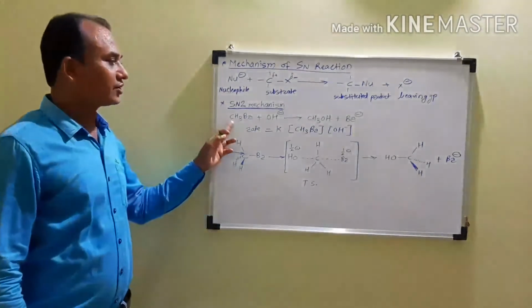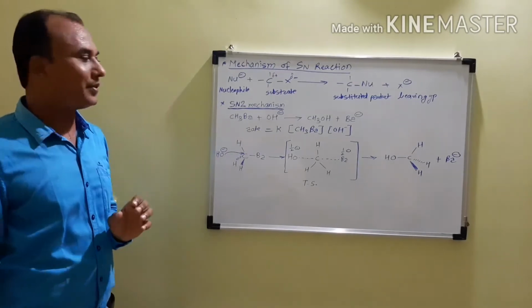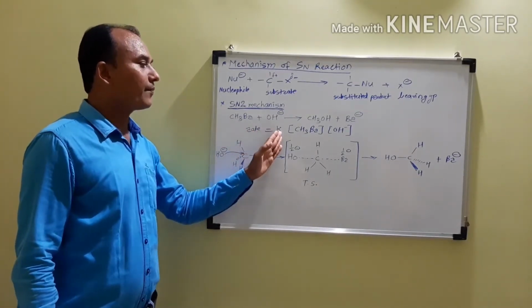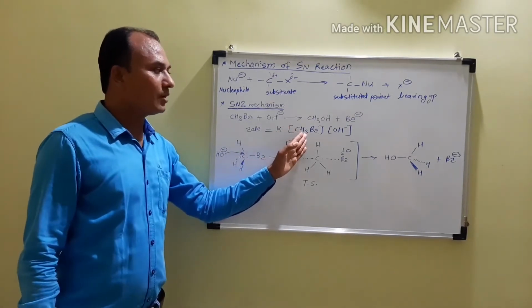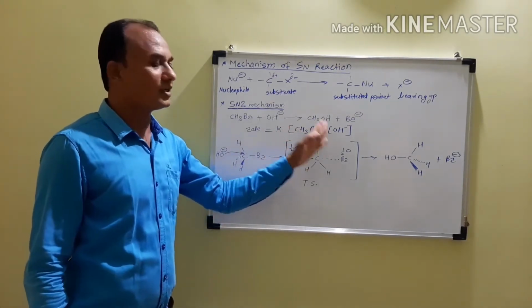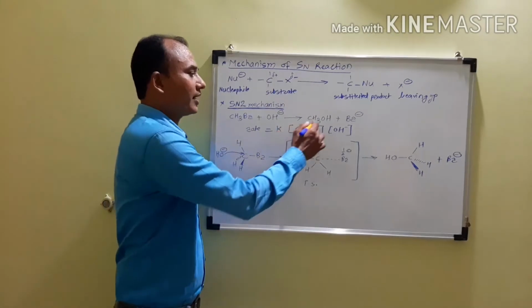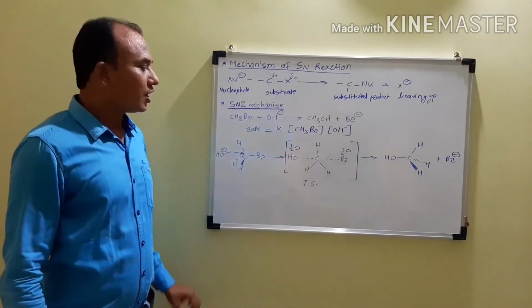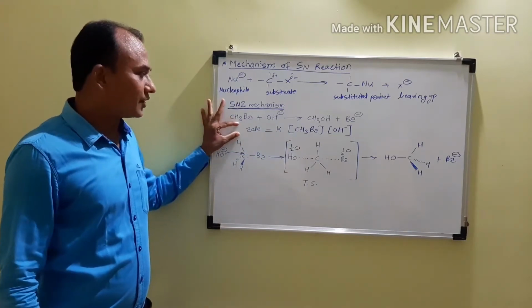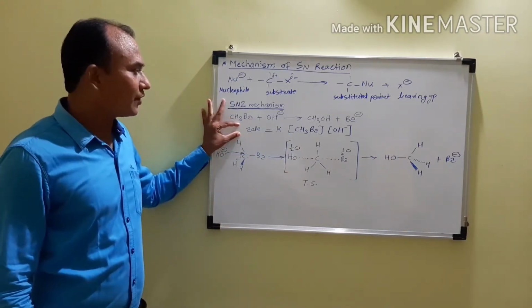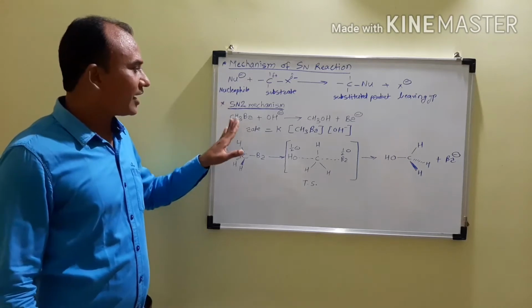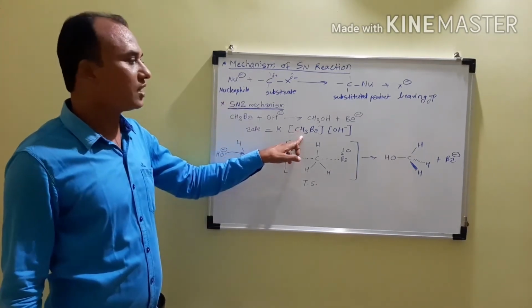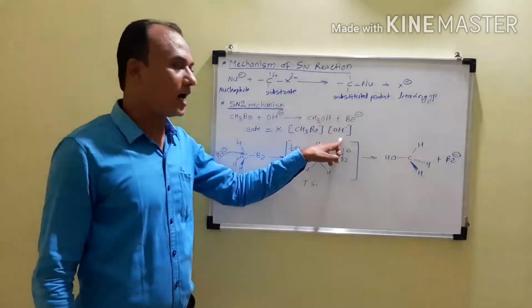Now for this reaction, using chemical kinetics, we get the rate equation. Rate is equal to K times the concentration of methyl bromide times the concentration of hydroxyl ion. The square bracket represents the concentration of that species. According to the rate equation, the rate of this reaction depends on the concentration of methyl bromide and the concentration of hydroxyl ion.